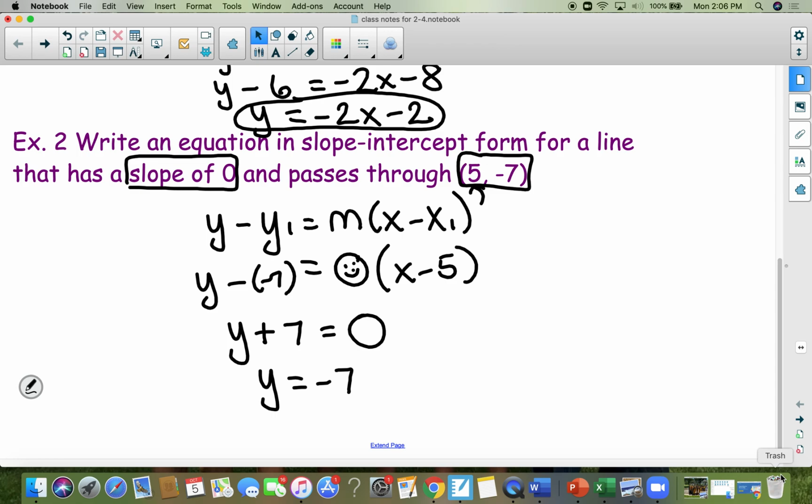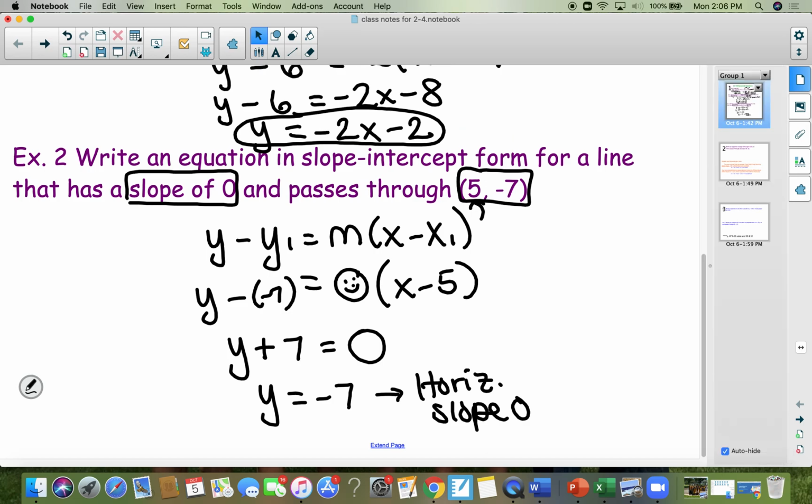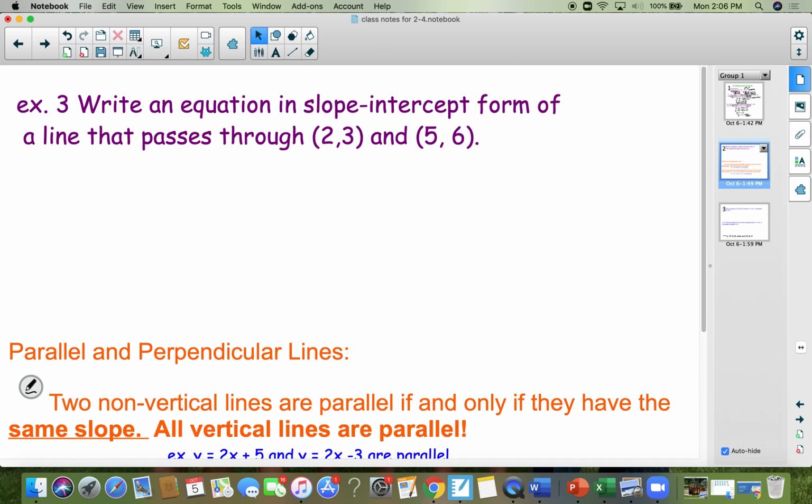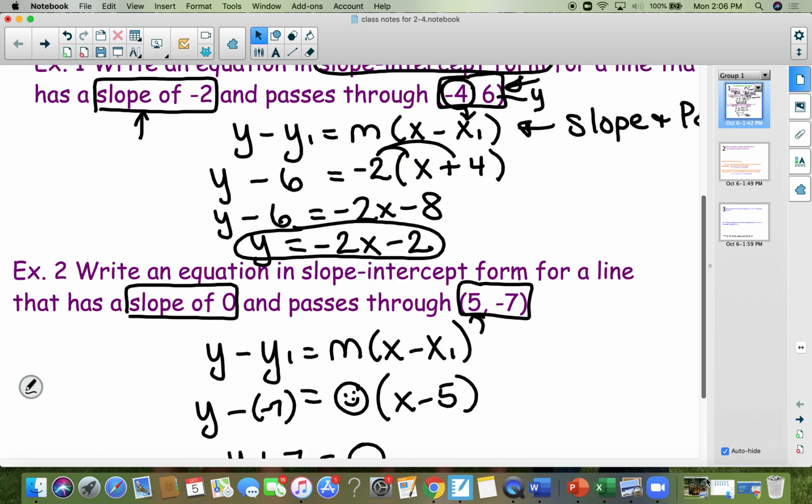If you remember from the last set of notes, if you only have a y, it makes a horizontal line. Horizontal lines have a slope of 0, and that's why it makes sense. Okay, let's talk about one more before we move on.